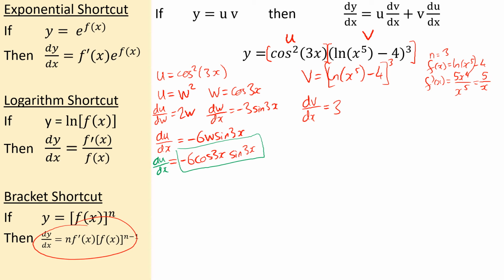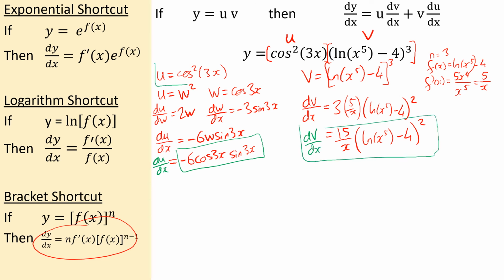Okay, great. So if we want to find dv by dx, then that's going to be n, so that's 3, f dash x, so 3 lots of 5 over x, f x, so that's ln of x to the 5 minus 4 to the n minus 1, so to the power of 2. And we could tidy it up a little bit and say this is 15 over x, and then I don't think there's much we can do with this, so ln of x to the 5 minus 4 squared, and that's our dv by dx.